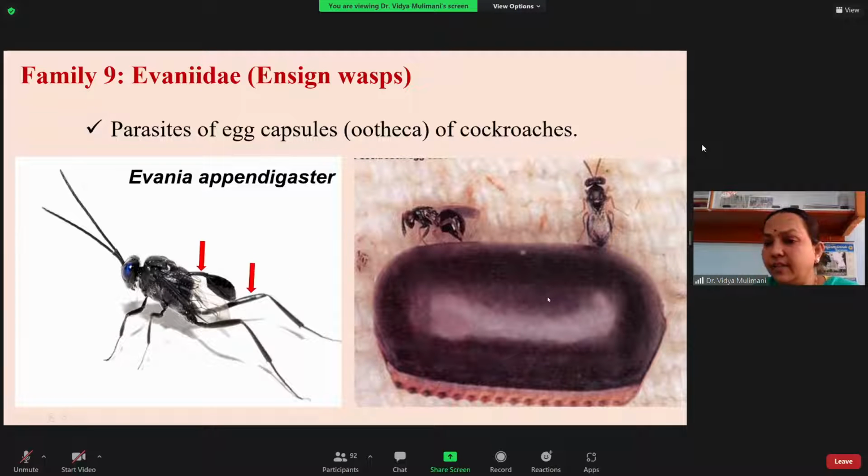And also you know about the character of this Evaniidae: the stalk, that is the petiole, is arising from the posterior, that is on the top of the propodeum.